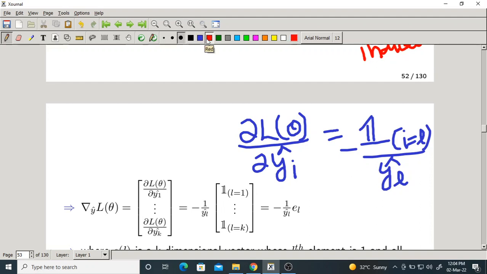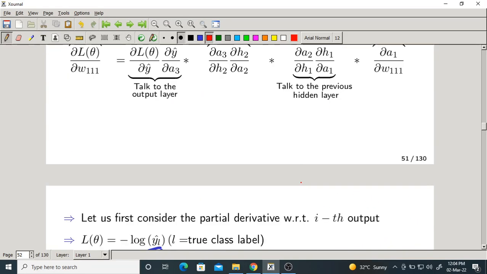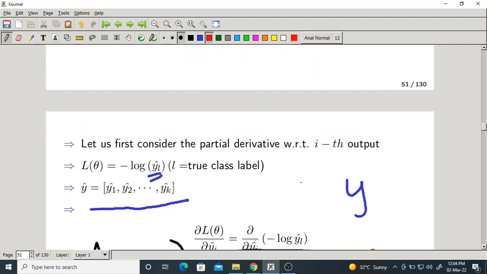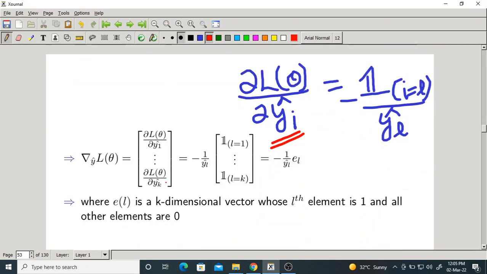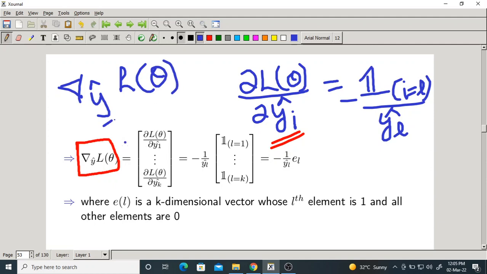But here, if you remember, this is only with respect to ŷi. But what is ŷ? It is the combination of several elements or quantities: ŷ1, ŷ2, ŷk. So we want the gradient of ŷ itself with respect to the loss function. But ŷ is a vector of k elements: ŷ1, ŷ2, and so on up to ŷk.